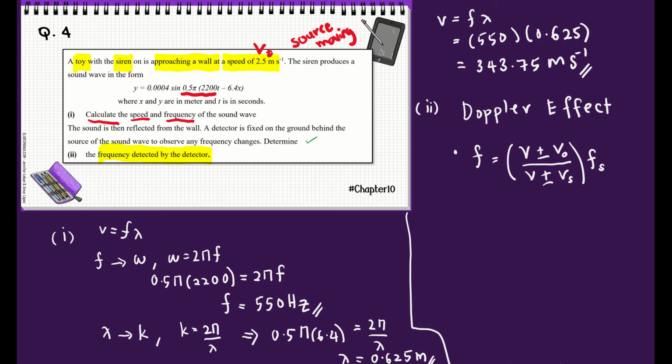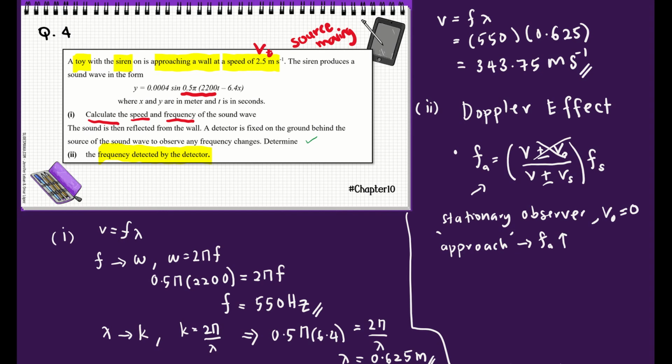Our specific equation for this question depends on our case. Our case is a stationary observer, meaning that we know our v_o is equal to 0, so you can cancel out this v_o. And then we have an approaching source. Because the source is approaching, we expect that our apparent frequency is higher.